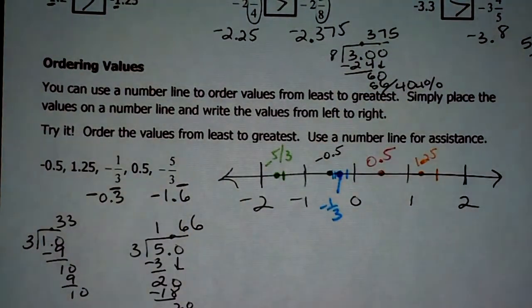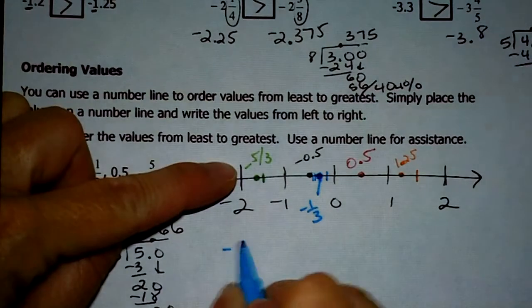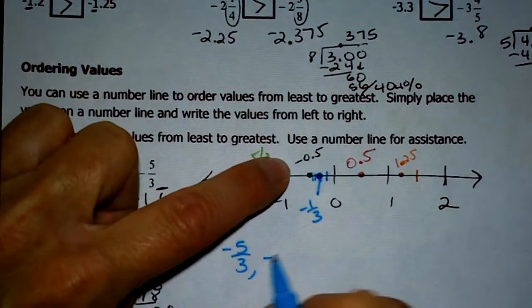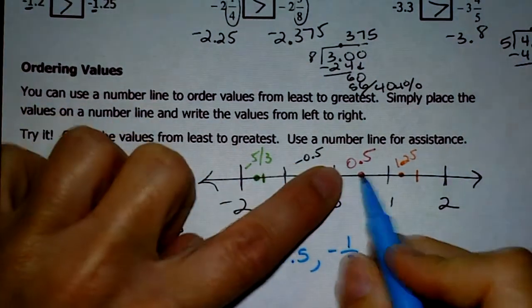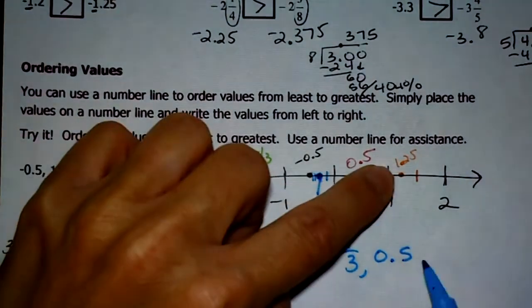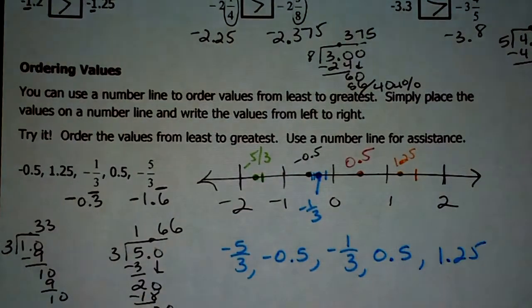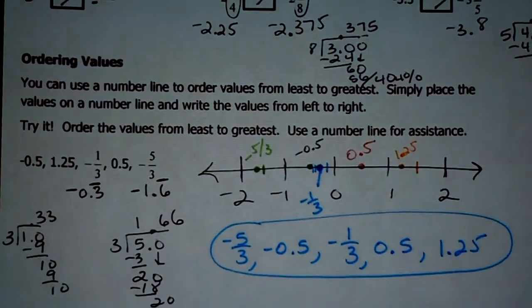Now all you have to do is go from left to right and list them in order, and it's all set for you. So the one that's farthest left is the negative 5/3. Next, I see that we have negative 0.5. Next, we have negative 1/3. Next, we have 0.5. And last, we have 1.25. So once you can place them on the number line, then you have the order all set for you. I know, these take a long time. I'm sorry. I won't give you like 100 of them for homework, I promise.